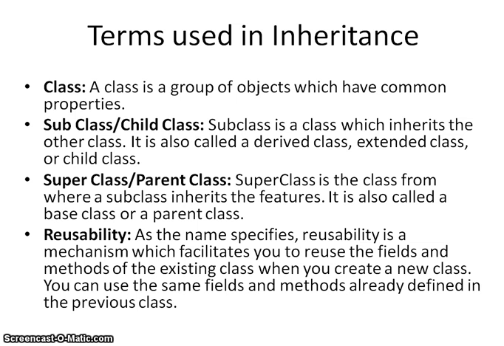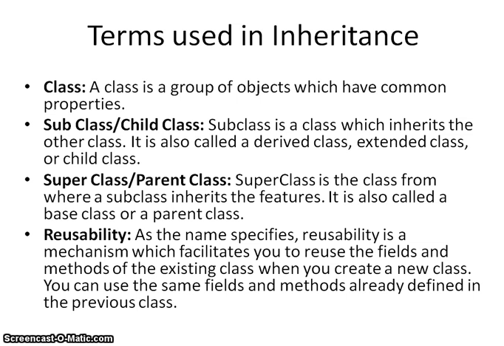Some terms are used in inheritance. First is class. A class is a group of objects which have common properties. Subclass, or you can say child class. What does subclass mean? A subclass is a class which inherits the other class. It is also called a derived class, extended class, or child class. A subclass is a child class which is derived from the main class.